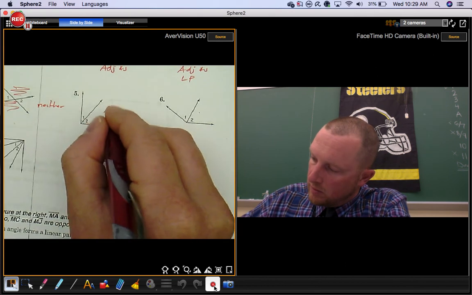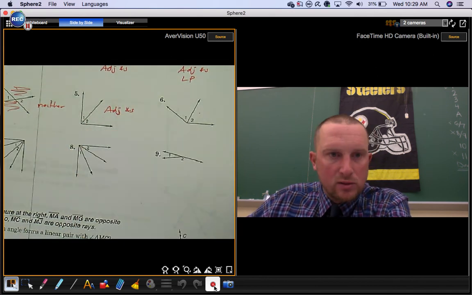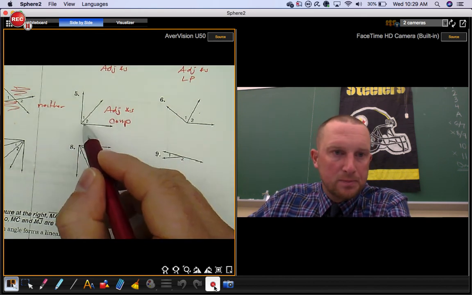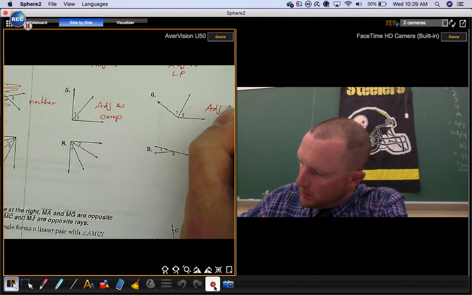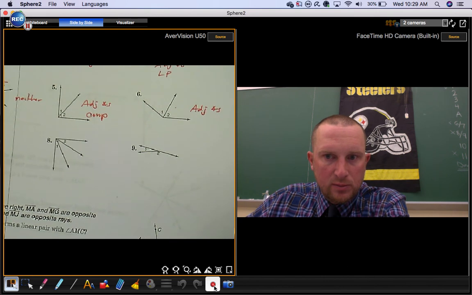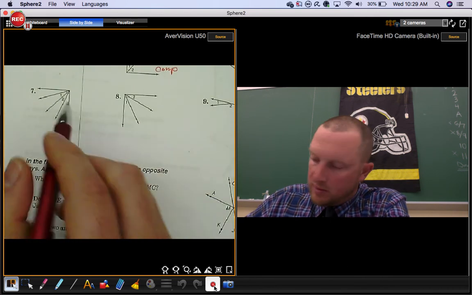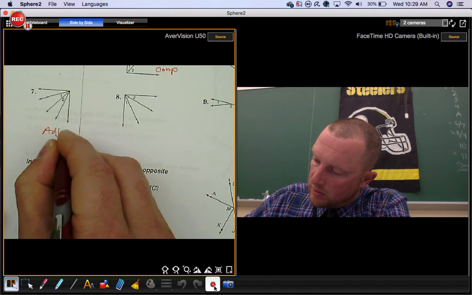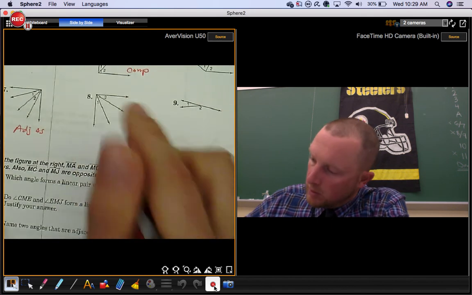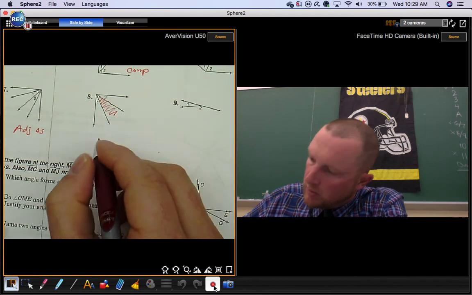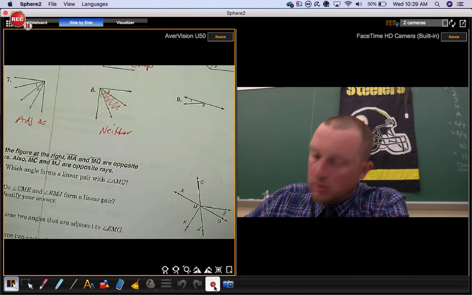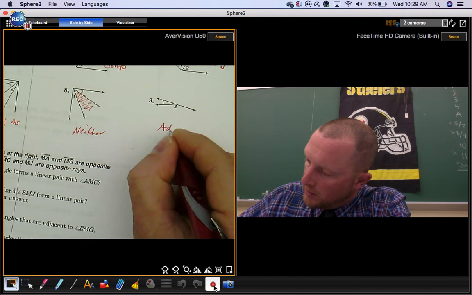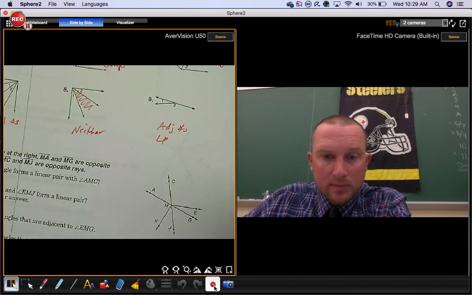Number 5, those are adjacent angles. You could actually even say they're complementary angles. They make a right angle. Number 6, those are adjacent angles. Number 7, big diagram, just focus on angles 1 and angle 2. They're adjacent. Number 8, they're neither. There's a space in between. They don't share a side. Number 9, these are adjacent angles and a linear pair.